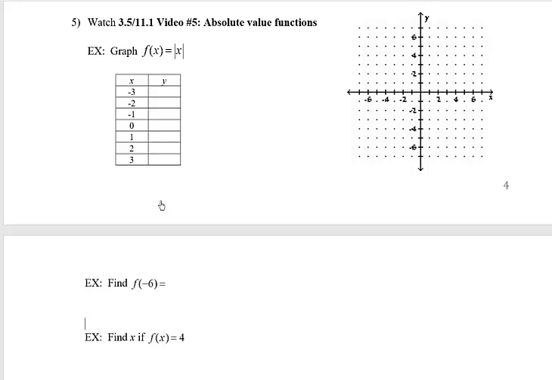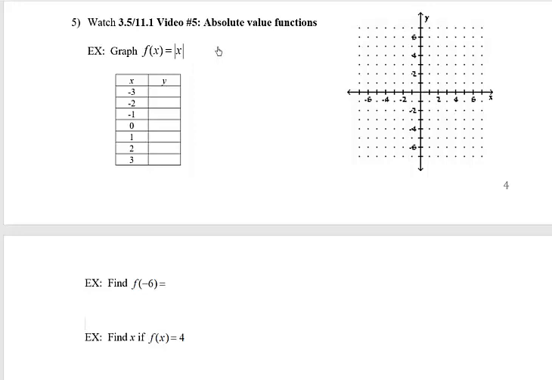This is video number 5 for sections 3.5 and 11.1, absolute value functions. As we wrap up this lesson, I just want to point out that just like we have linear functions, you can also talk about absolute value functions. In other words, a function that has the vertical bars. Here's maybe the simplest example of that.